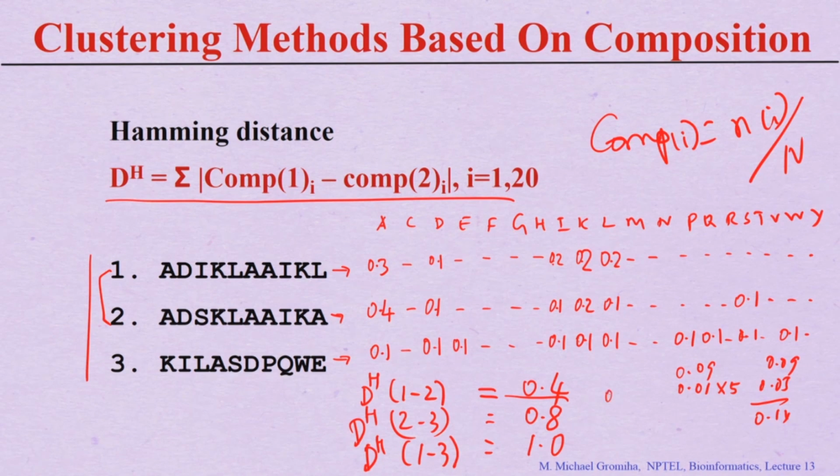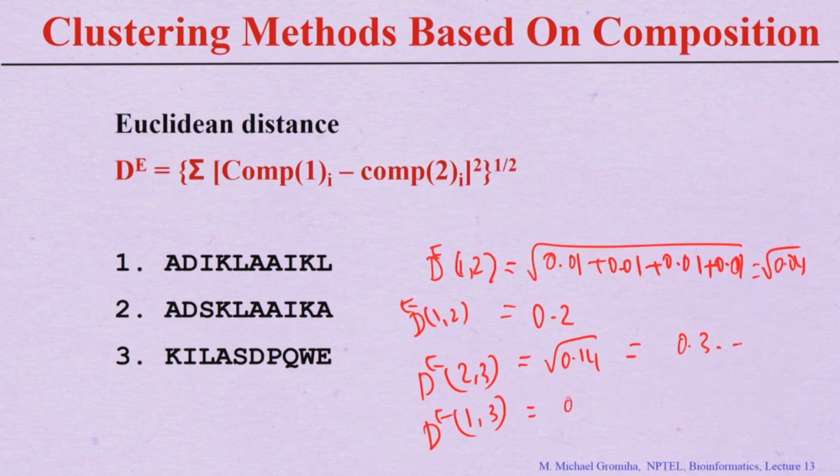So, 0.04, this is 0, this is 1, 2, 3, 4, 5, 6, 7 times, right, 0.01 into 7, so 0.11, so 0.11, this is equal to 0.3 something. So, then this is the closest one. Here also you can find the Euclidean distance, you can see this is the closest among these 3 sequences.